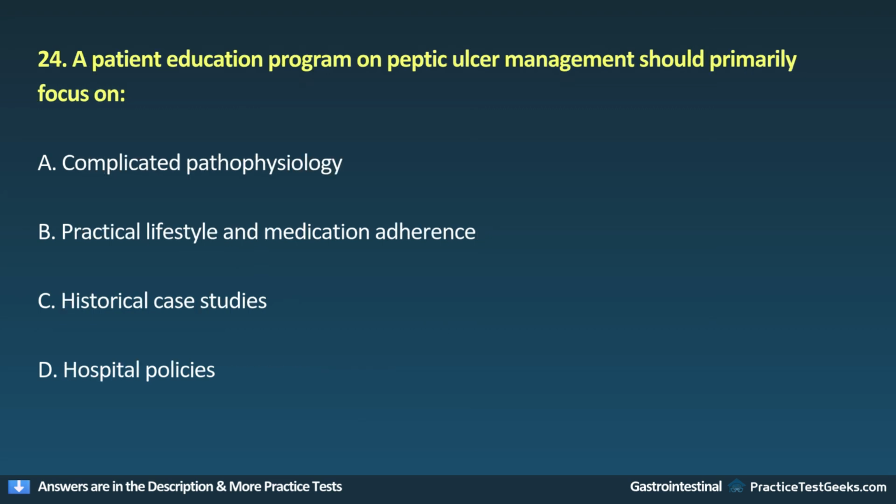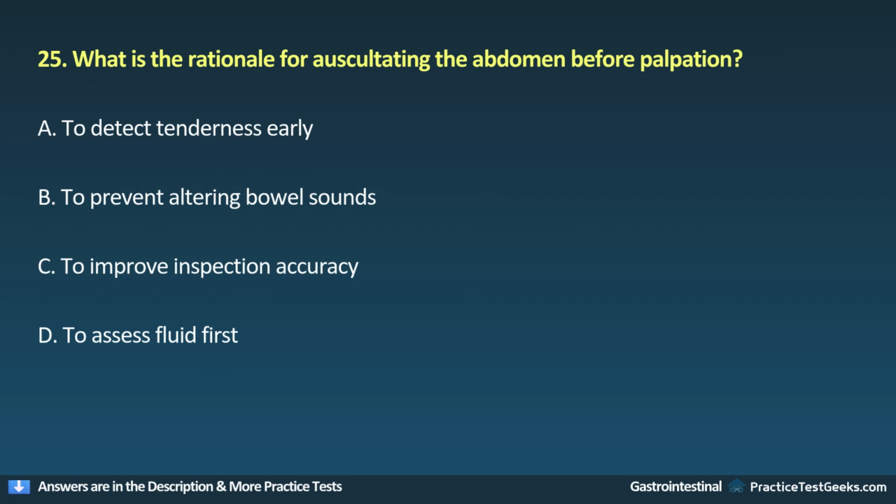24. A patient education program on peptic ulcer management should primarily focus on A. Complicated pathophysiology. B. Practical lifestyle and medication adherence. C. Historical case studies. D. Hospital policies.